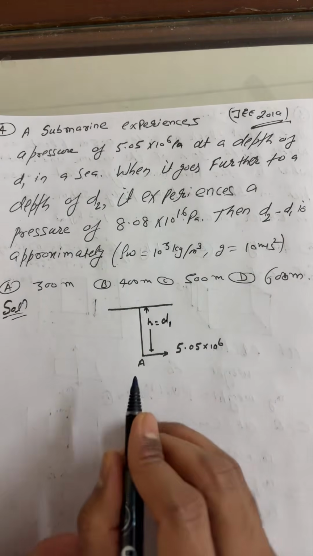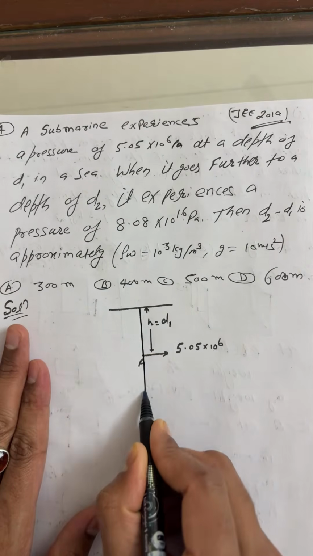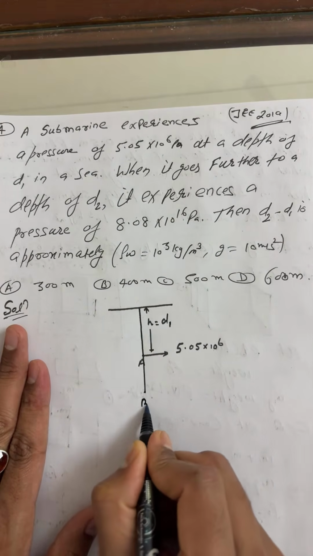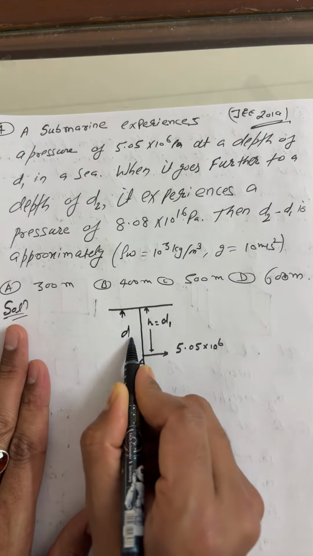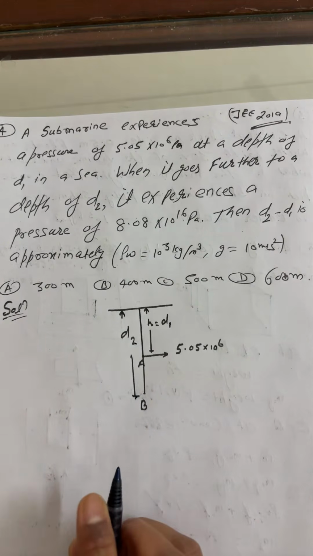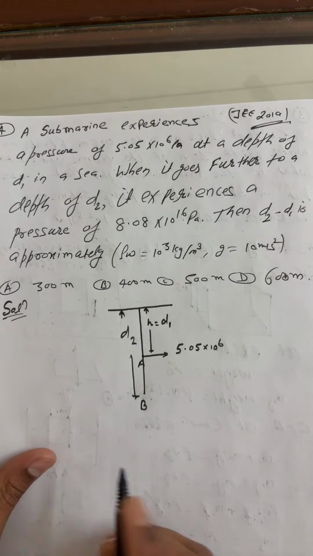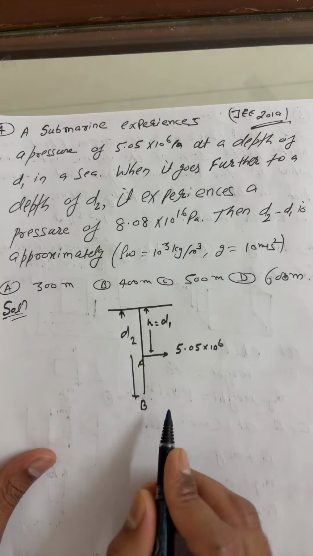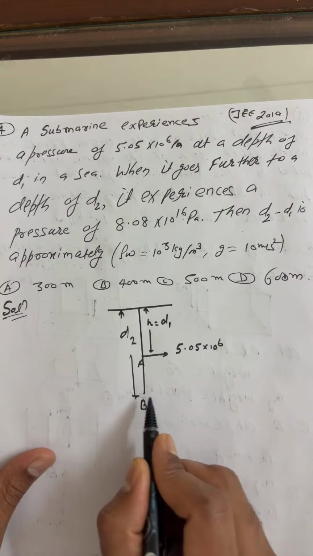Then in the same diagram, something different: you can take this as point B. From here this is D2, basically D2. Then what's in the question? The pressure difference, D1 minus D2 is approximately. So this is point B.